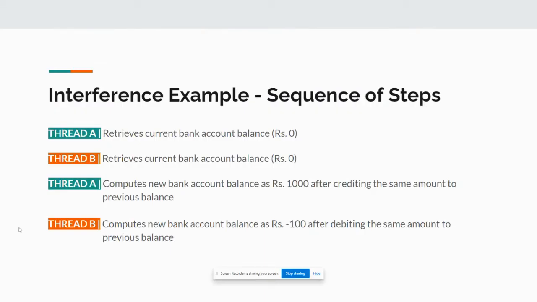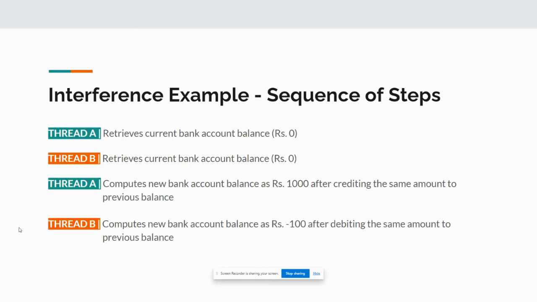So let us take a look at a concrete example of interference to understand what this is. Here we have the sequence of steps to the problem. This problem is from a banking account system. Let's assume there's a banking account system and there are two transactions for the same bank account, and we have two separate threads processing each of these transactions. Thread A will be processing a deposit or credit transaction, and thread B will be performing a debit or withdrawal transaction on the same bank account.